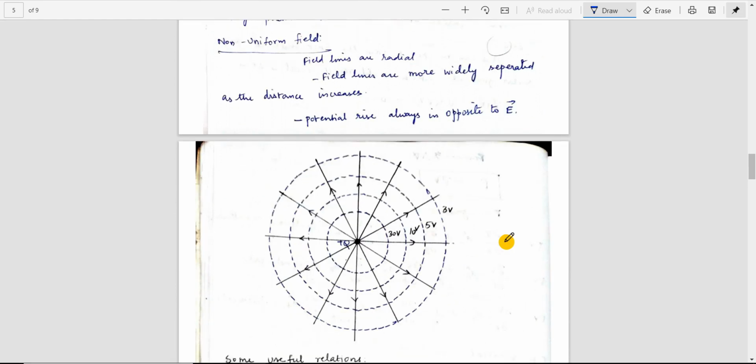Next is non-uniform fields. Non-uniform fields are represented by radial lines, so the field lines are radial. If you have a point charge Q, then you will have radial field lines originating from the Q charge. The radial lines diverge from this point.